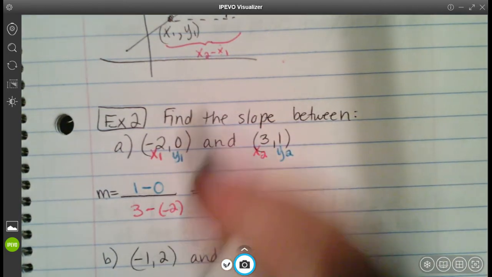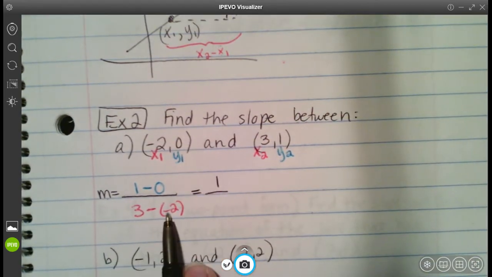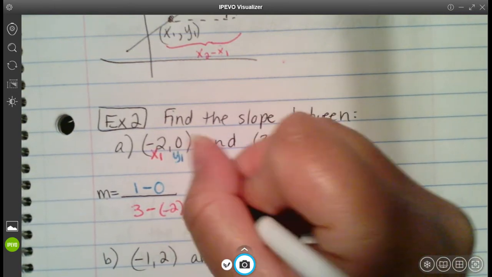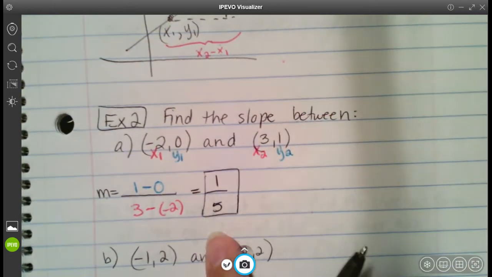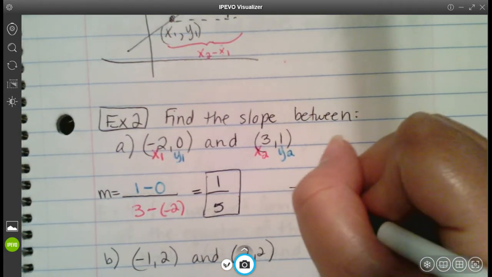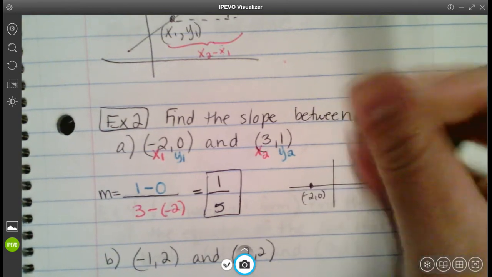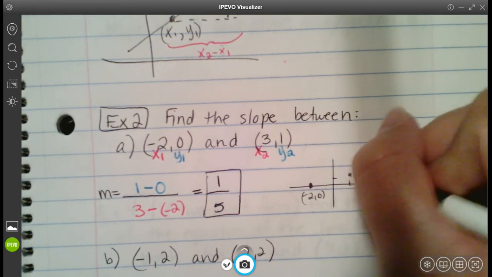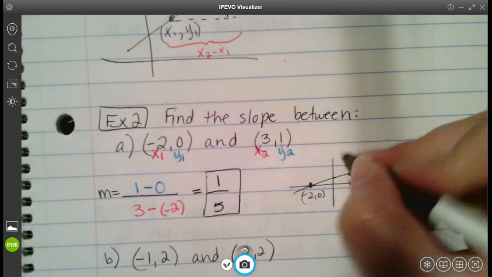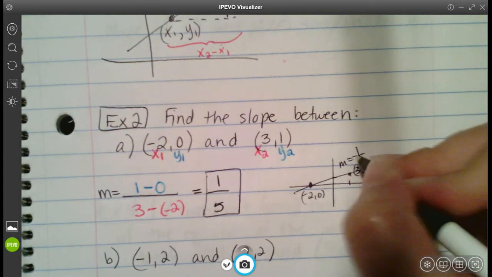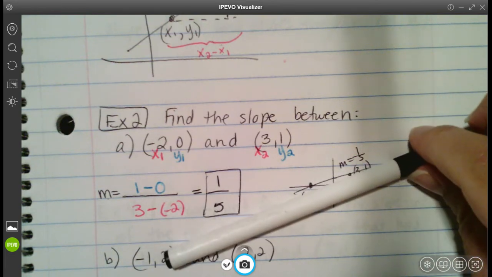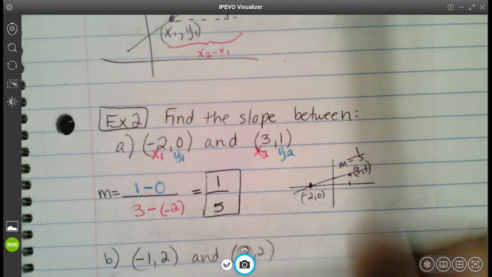So from there, 1 minus 0 is just 1. 3 minus -2 is actually 3 plus 2, so this would be 5. So 1/5 would be your slope for this one. So that means if I were to graph it, I'm just going to do this super, super quick. -2, 0 is somewhere right here. 3, 1 is somewhere right here. Okay, so that means that this line has a slope of 1/5. And it looks about right. It looks like it's not too steep. Okay, so if it was a hill or something, it'd be an easy walk.